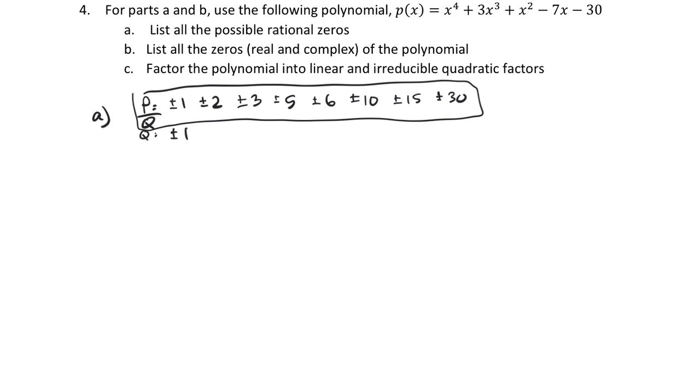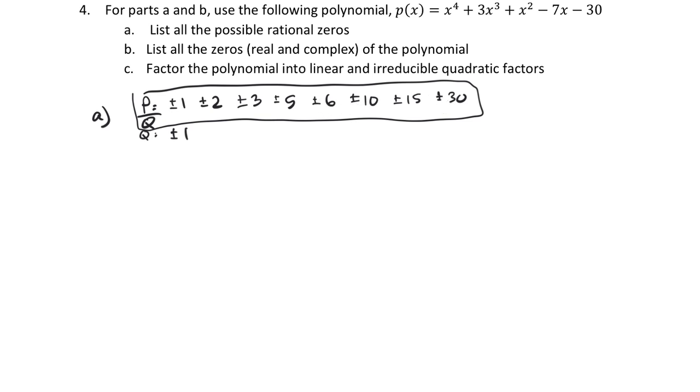Now, if you remember, this is an x to the 4th. So it's a 4th degree polynomial, which means it can have 4 zeros. So there's way too many. This is why it's called a list of possible rational zeros. So for part B, the point is to now find which of these possibilities actually turn out to be zeros.